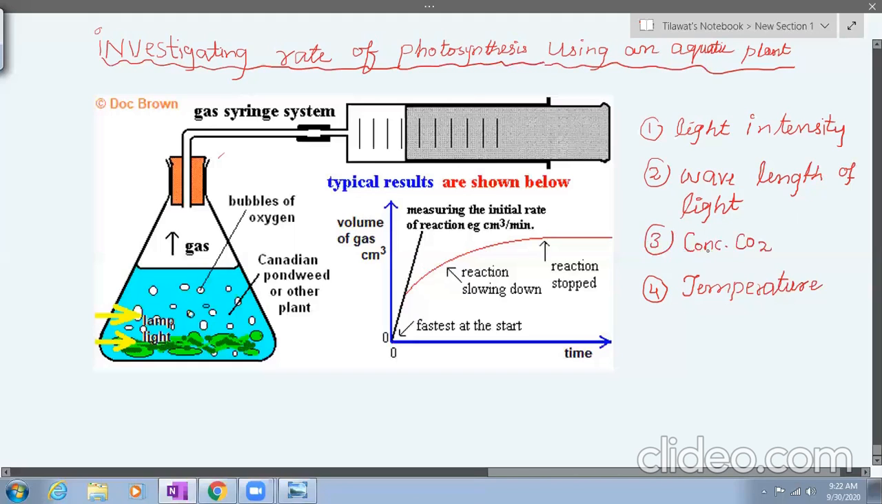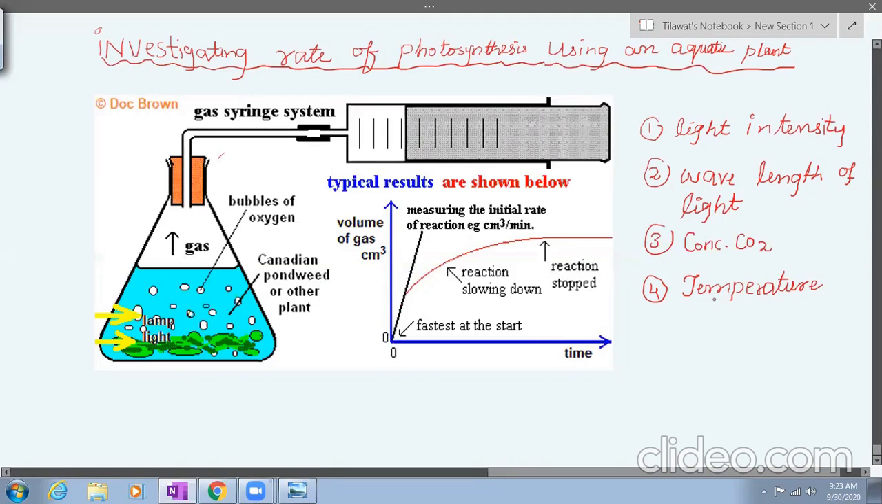Concentration of carbon dioxide is also very important because carbon dioxide is needed for the formation of glucose in the dark reaction of photosynthesis. Carbon dioxide reacts with ribulose bisphosphate to form what? In the dark reaction, it will make a carbon skeleton that can later on be converted into glucose, right? And glucose or any other organic molecule. So carbon dioxide is needed for that.